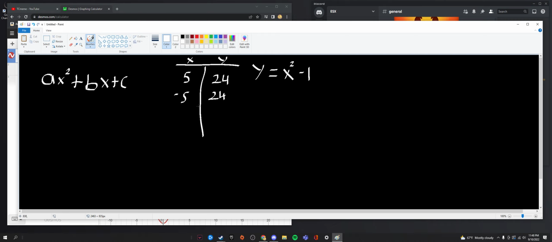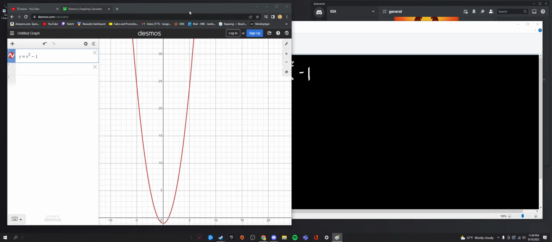So we can try again. Let's try 3. 3 squared is 9, minus 1 is 8. Similarly, plug in -3, you also get 8. So let's just verify that on the graph. As we approach -3, there you go, we also get 8. And on this side, as we approach 3, we also get 8.